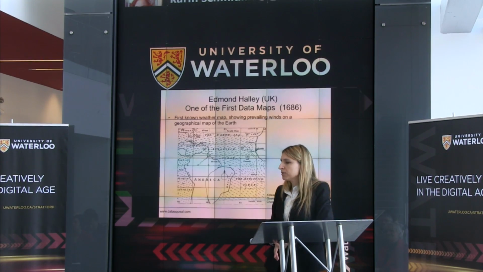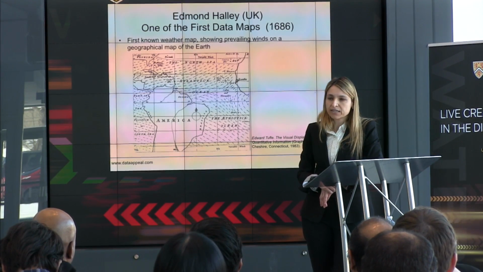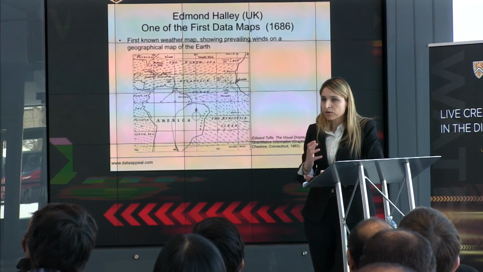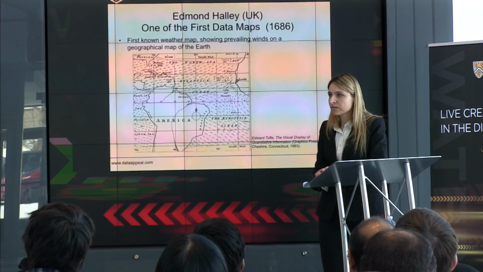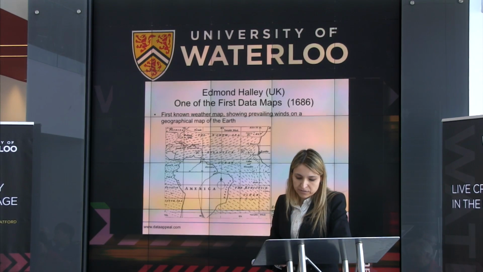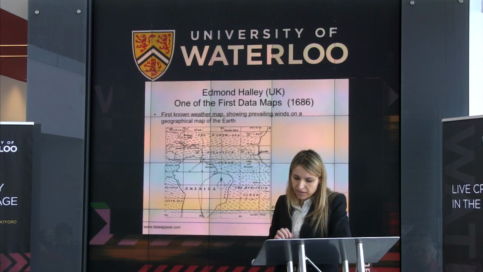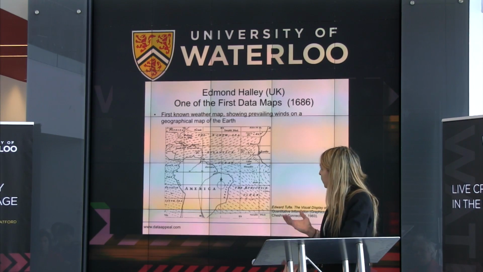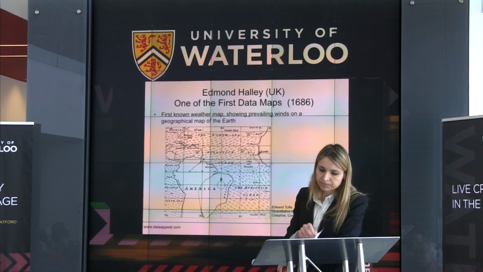And these are also published in a variety of other books. The first one I want to speak about is considered one of the first data maps, from 1686 by Edmund Halley. He was an astronomer, and you may know him as the person after whom Halley's Comet was named. He depicted the first known weather map, showing prevailing winds by using thick line markings on a geographical map of the world. So this is a very simple and clear informative map that describes wind directions in this type of data visualization.